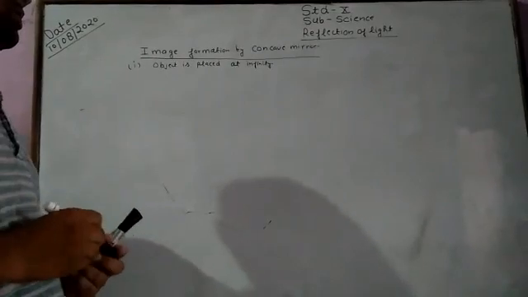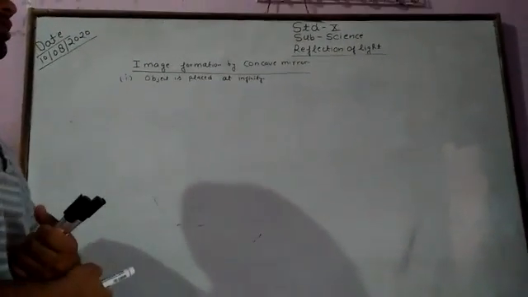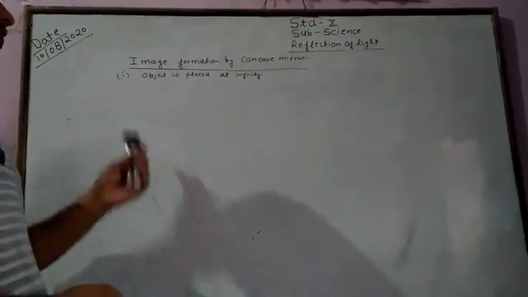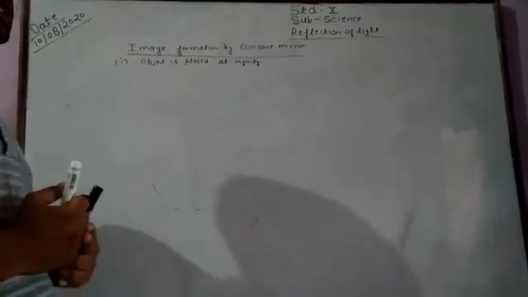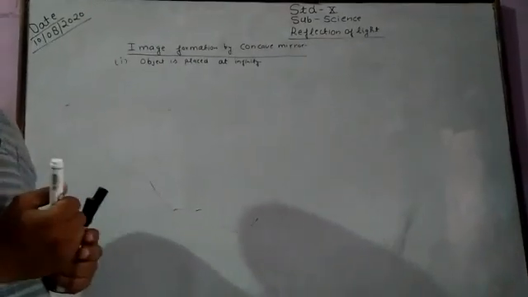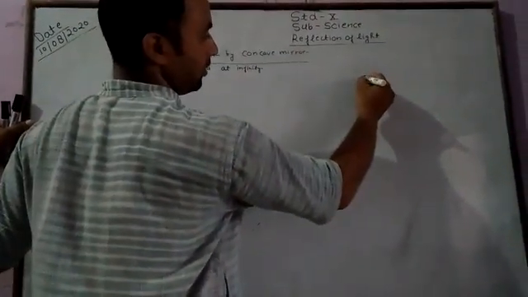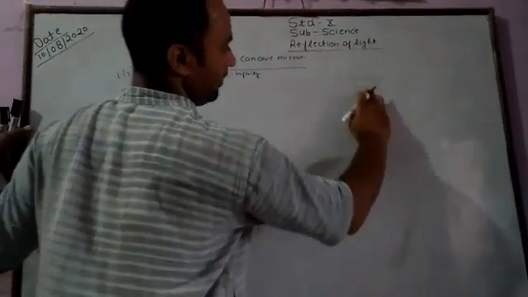Now we can discuss the reflection of light in the 10th class. We have to discuss the image formation by a concave mirror. The first case we have to consider is that the object is placed at infinity. When the object is placed at infinity, we have to draw the basic diagrams of a concave mirror.